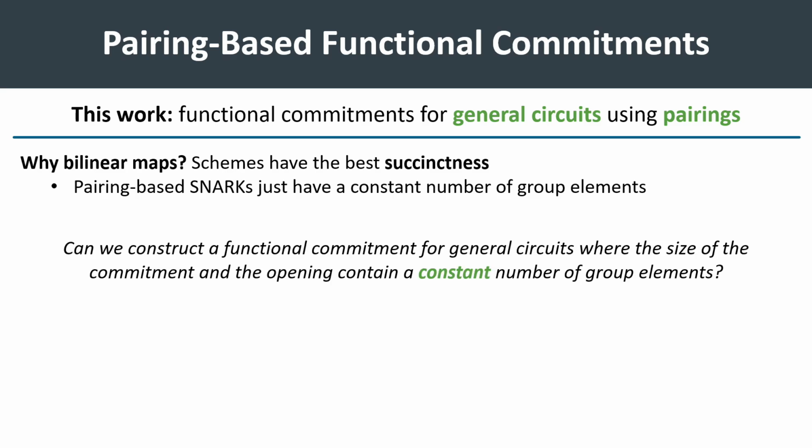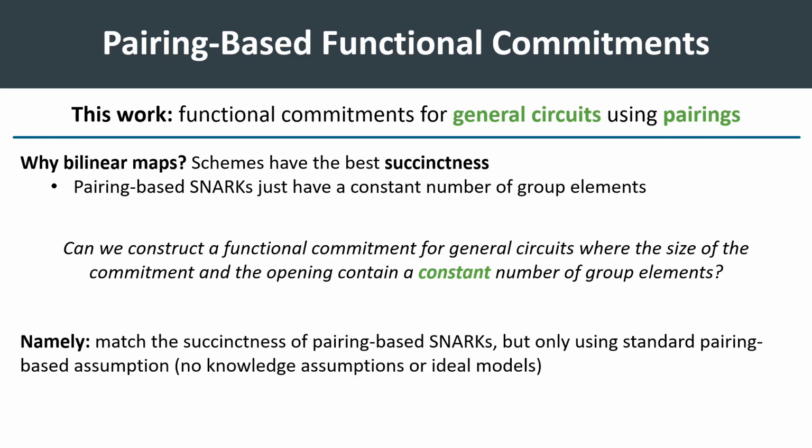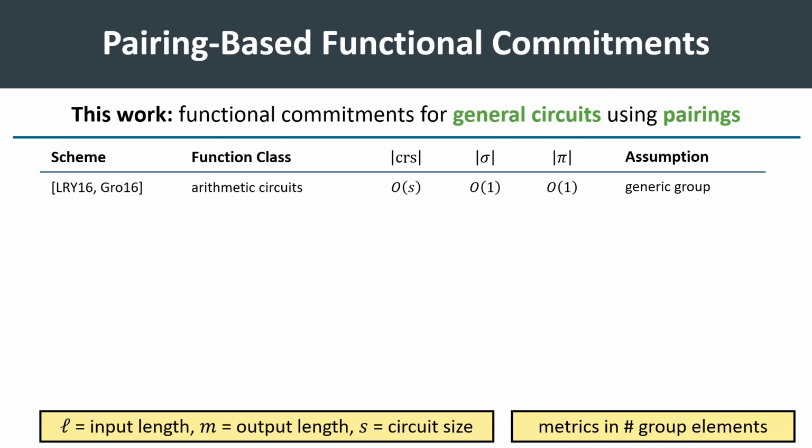And so we can ask, in the setting of functional commitments, can we hope to construct functional commitments that support all arbitrary circuits where the size of the commitment and the size of the opening only consist of a constant number of group elements? Namely, can we match the succinctness level of a general purpose pairing-based ZK-SNARK, but without relying on any knowledge assumptions or idealized models? Turns out that there's actually a large body of work that has also studied constructions of functional commitments from groups with bilinear maps.